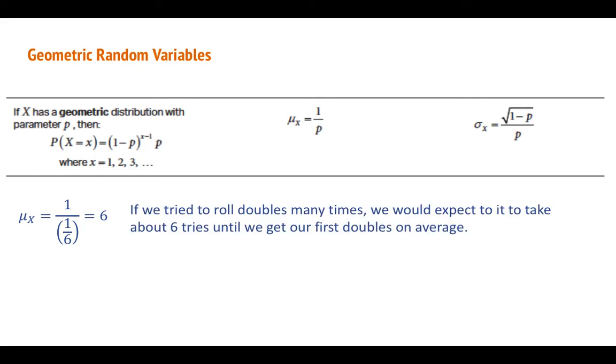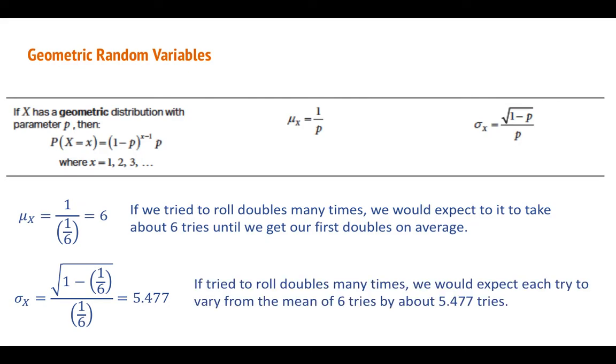What that means is if we tried to roll doubles many times, we would expect it to take about 6 tries until we got our first doubles on average. The standard deviation is the square root of 1 minus P over P. So in this situation, it would be the square root of 1 minus 1/6 over 1/6. We get 5.477. That means if we tried to roll doubles many times, we would expect each try to vary from the mean of 6 tries by about 5.477 tries.